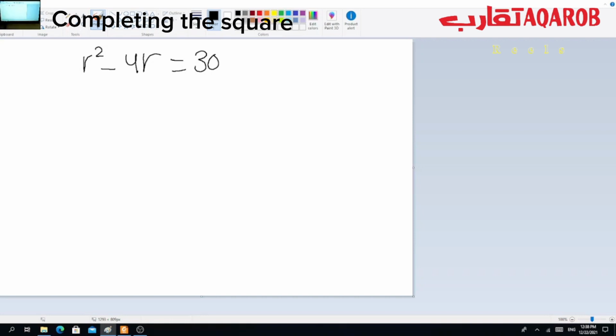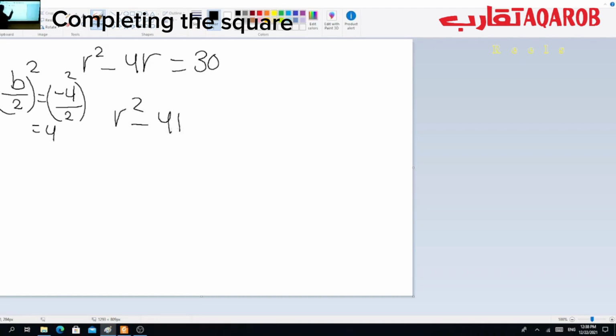Number 2, I will add a term which is b over 2 squared. What's b here? It's negative 4, so negative 4 over 2 is negative 2, squared equals 4. So you will add 4 to both sides. Why? To keep my equation equivalent. So it will be r squared minus 4r plus 4, since it's positive, equals 30 plus 4.